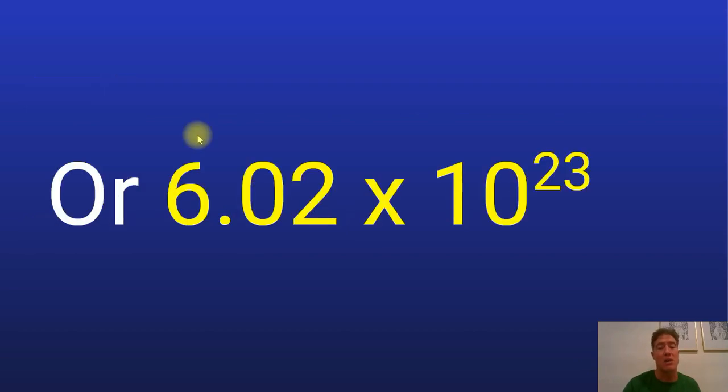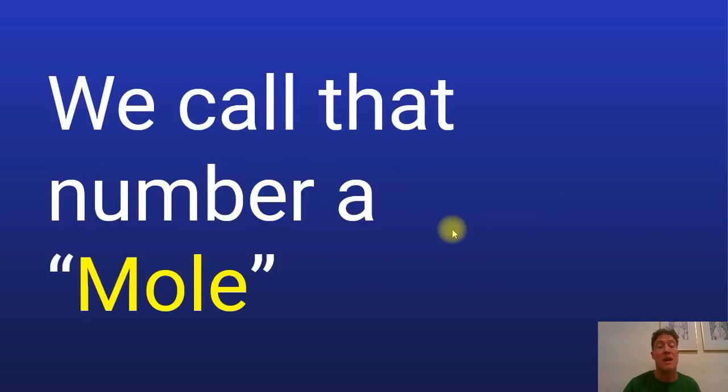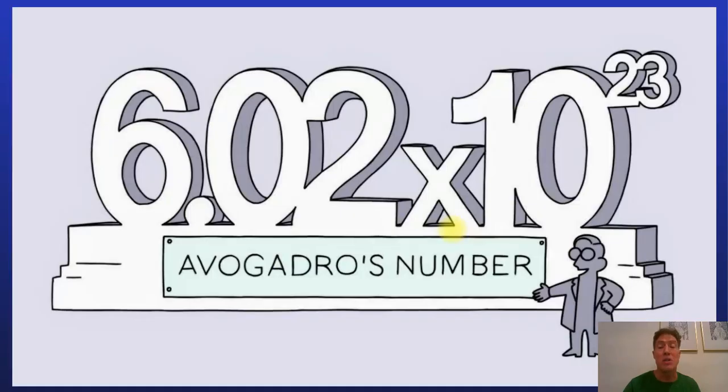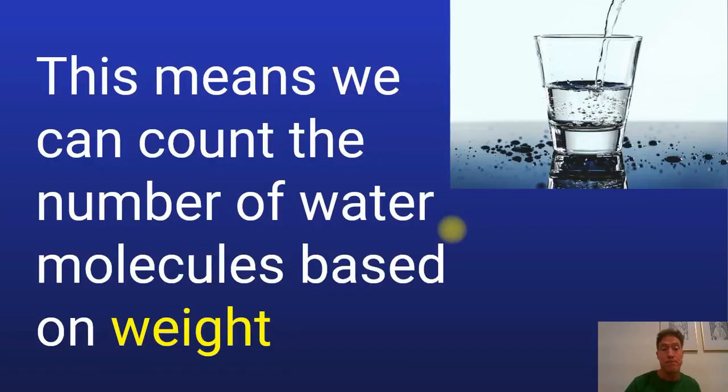It's an astonishingly large number. In scientific notation, we would write this as 6.02 times 10 to the 23rd. Remember this number. This number is known as a mole. It's also known as Avogadro's number. Avogadro's number is 6.02 times 10 to the 23rd. So a mole is an Avogadro's number of something. If you have an Avogadro's number of something, you have a mole of something.